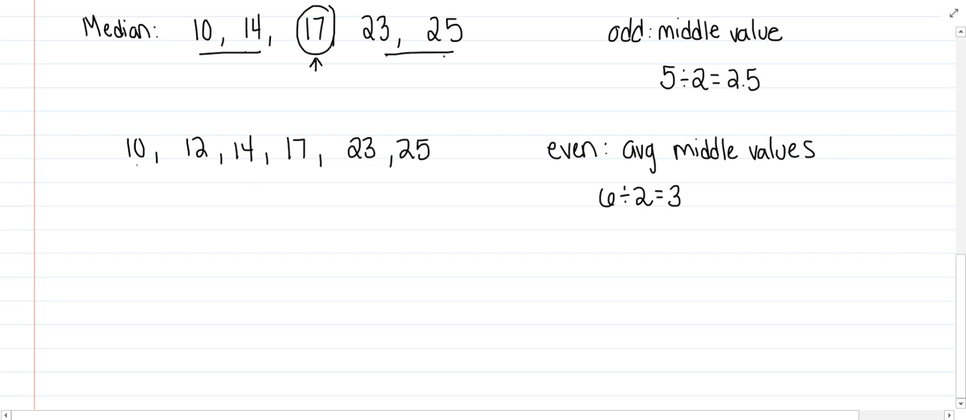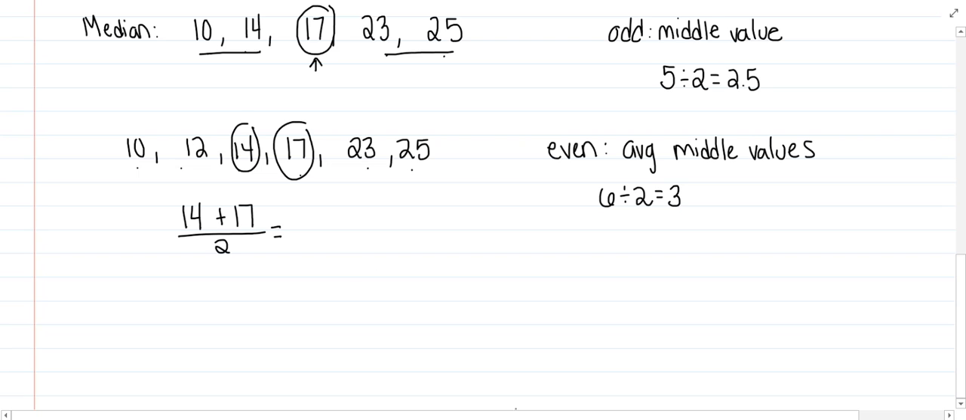So we would go here to the end, 1, 2, 3. This is the third piece of data. Then we would go to the higher end and go 1, 2, 3. This is your third piece of data. So your 2 middle numbers are 14 and 17. So you want to find the mean of those numbers. So you'll do 14 plus 17 divided by 2.